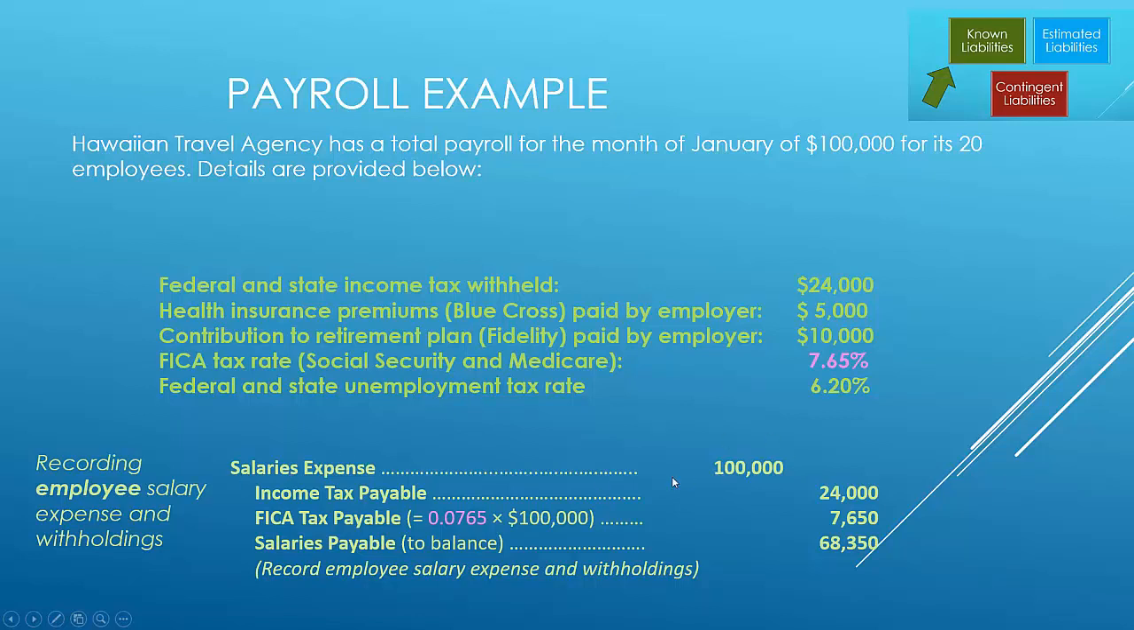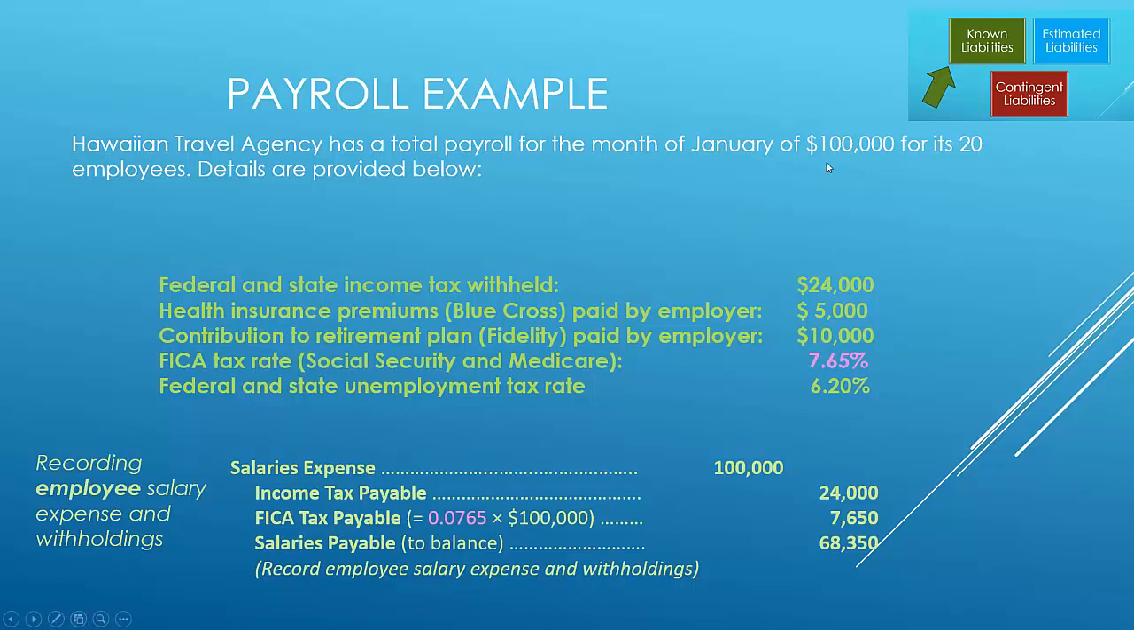They have salaries expense of $100,000. Remember, that's what they were paying their employees. And what do they do with all of this? Part of that money is going to be put into an income tax payable account, because that's the amount of federal and state income taxes that the employer withheld on behalf of the government. They have to withhold that from you and then pay the government, so that goes into an income tax payable account. And the FICA tax payable, a similar kind of situation, also gets recorded here, and then I just gave you the format of how I calculated that.